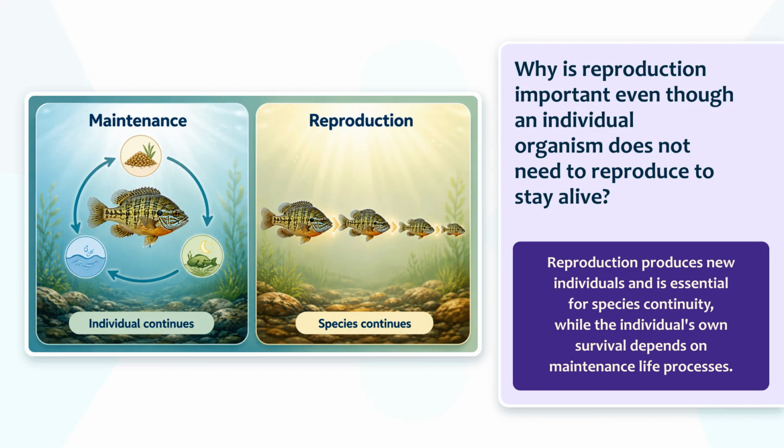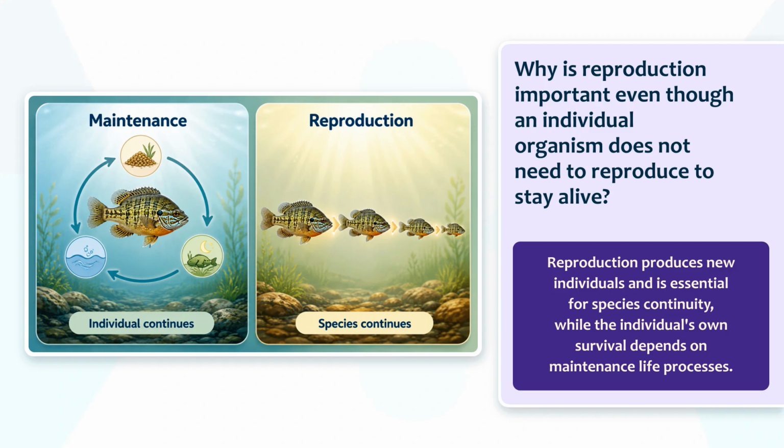Use the two panels to separate the two purposes. Why is reproduction important even though an individual organism does not need to reproduce to stay alive? Now connect each process to its outcome. Reproduction produces new individuals and is essential for species continuity, while the individual's own survival depends on maintenance life processes. The right panel adds new individuals, while the left keeps the existing individual functioning.